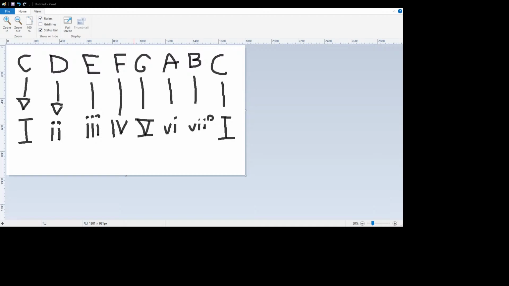So now let's talk about some basic chord progressions. We're finally going into chord progressions. So like I said, there's 1.